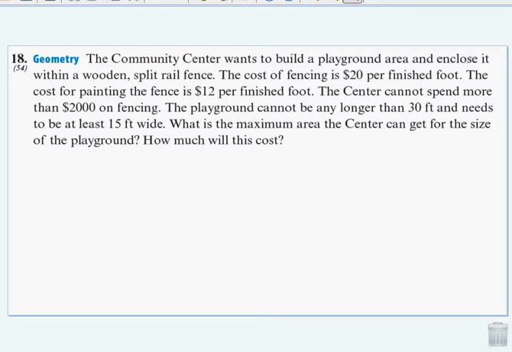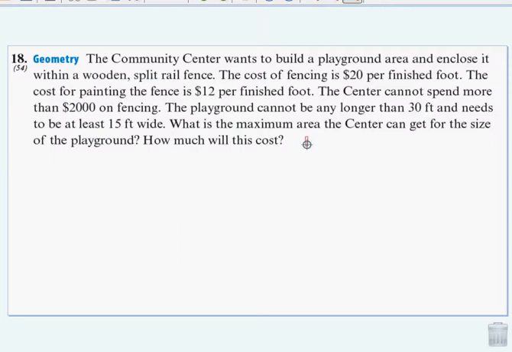Okay, the community center wants to build a playground area and enclose it with a wooden split rail fence. The cost of fencing is $20 a foot, and then we have to paint it for $12 per finished foot. Looks like that's going to cost us $32 per foot. Okay, so let's just write that down here.